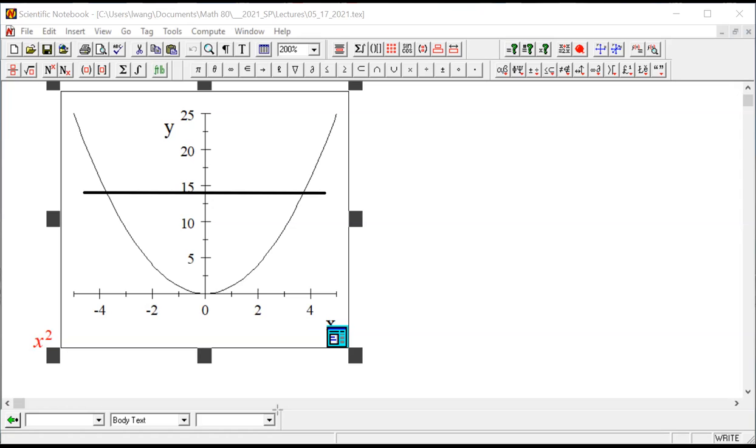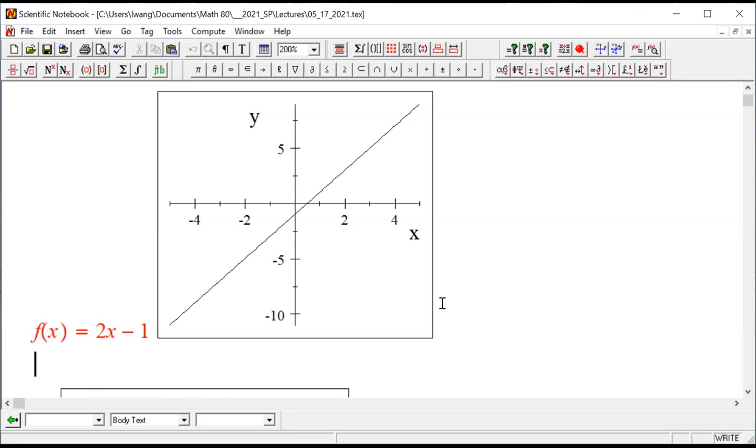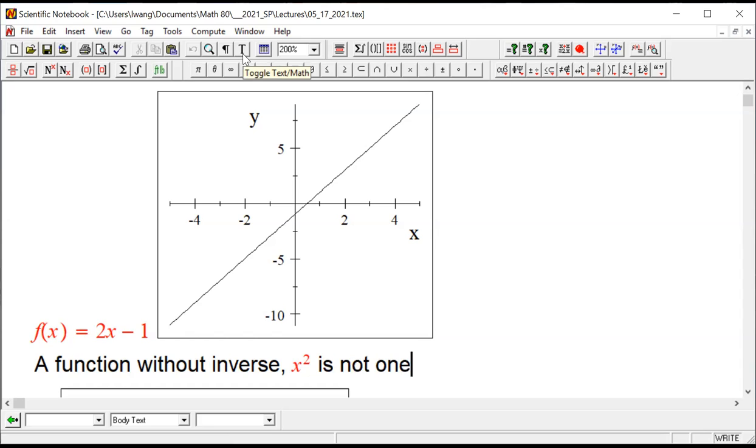All right, so let's continue these topics. Okay, wait. Clear all drawings there. So this is the example, a function without an inverse. x squared is not one-to-one. We have addressed these issues before.